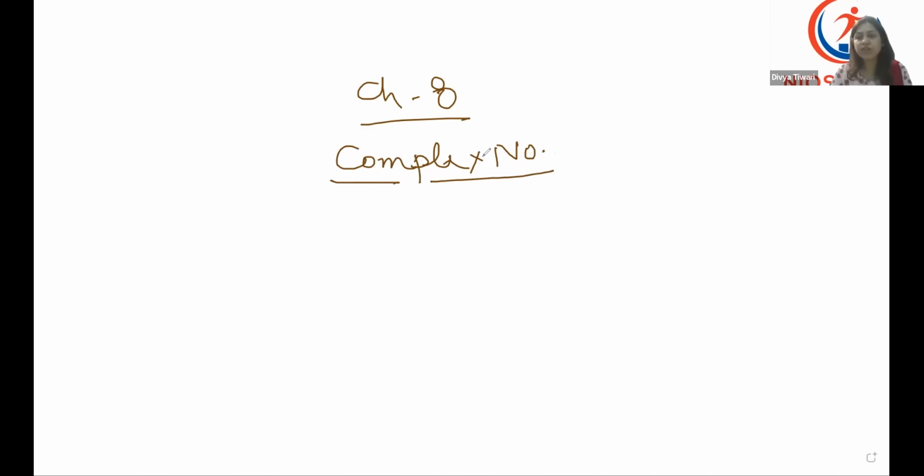Till secondary level, we only study the real numbers, all the numbers which we can represent on the number scale. All such numbers are known as what? Real numbers. But in secondary level, whenever you find the value of the root of -1, your teacher explained that you should not solve it, as this is an imaginary number. So how are we going to deal with such numbers? We can deal with such kind of numbers with the help of complex numbers.